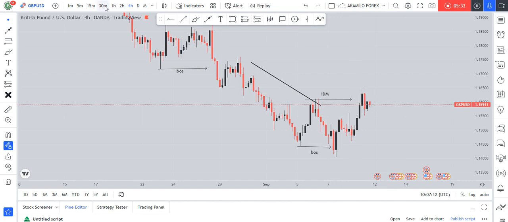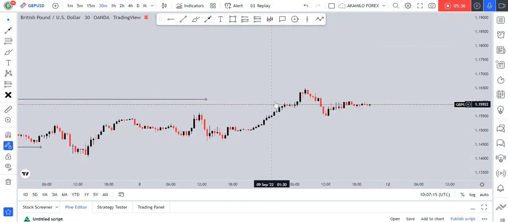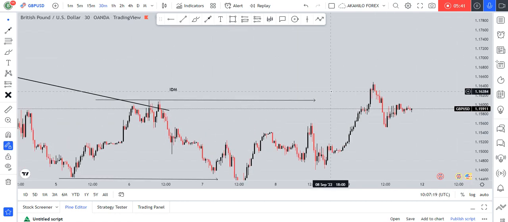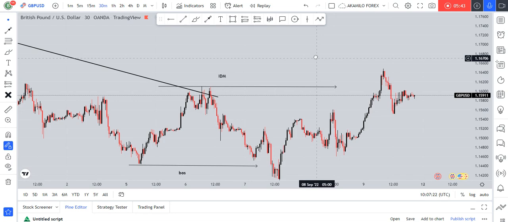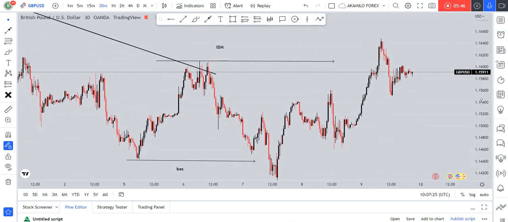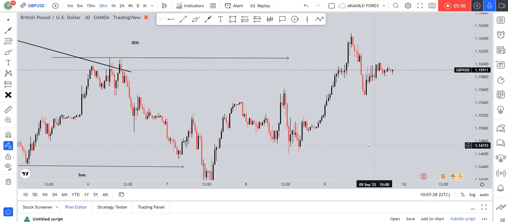So we are in the 30-minute time frame. In the 30-minute time frame, what can we see here? You can see that price is in an uptrend. Price is bullish in the 30-minute time frame. The current price movement is bullish.